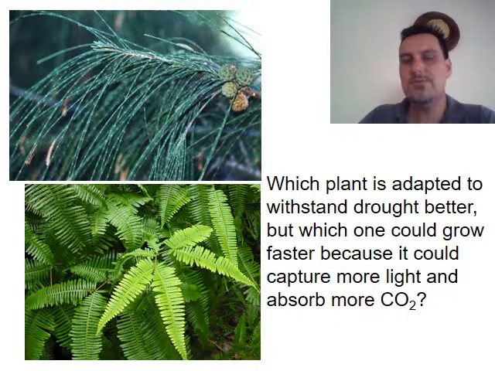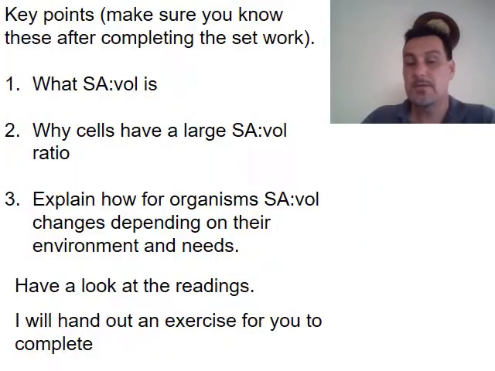So these are adapted for a drier climate, and as a result of that, what they've done is that they have reduced their surface area to volume ratio by making their leaves cylindrical, and as a result they can save water. The trade-off with that, however, is that they are not as efficient at photosynthesis using light as the plant on the bottom would be.